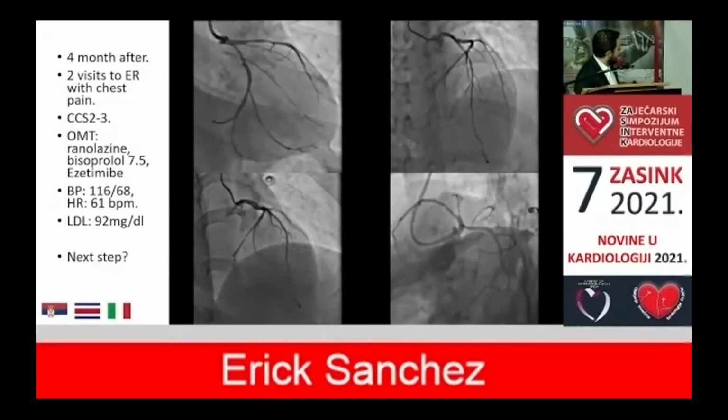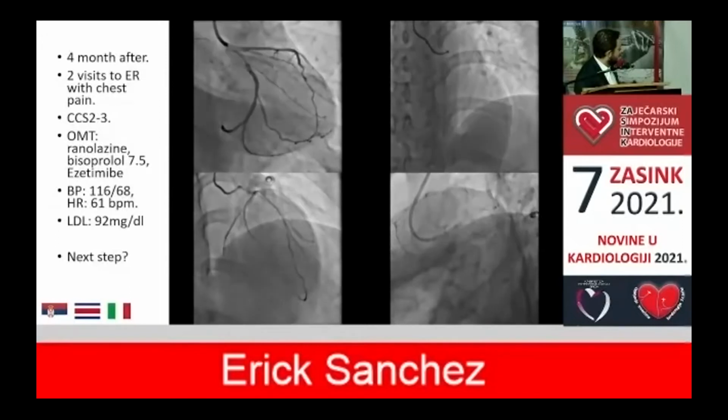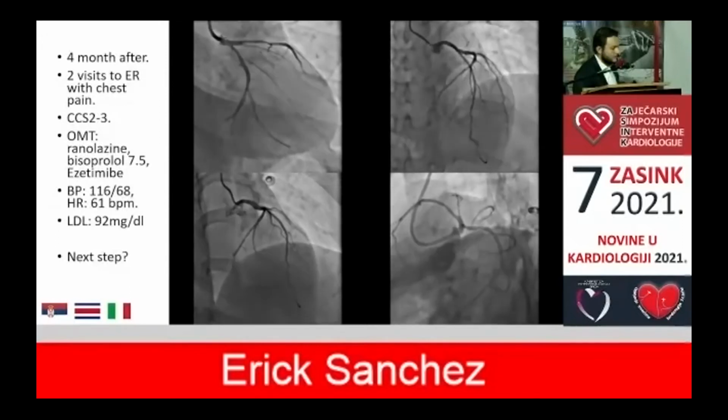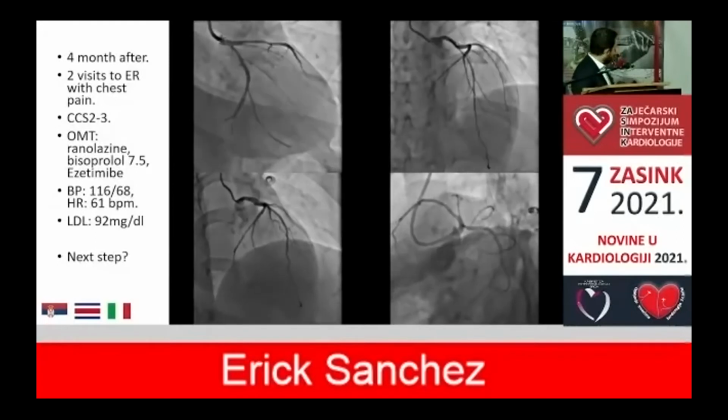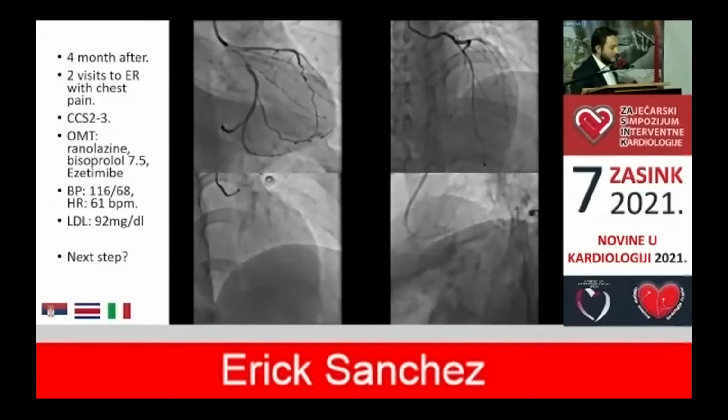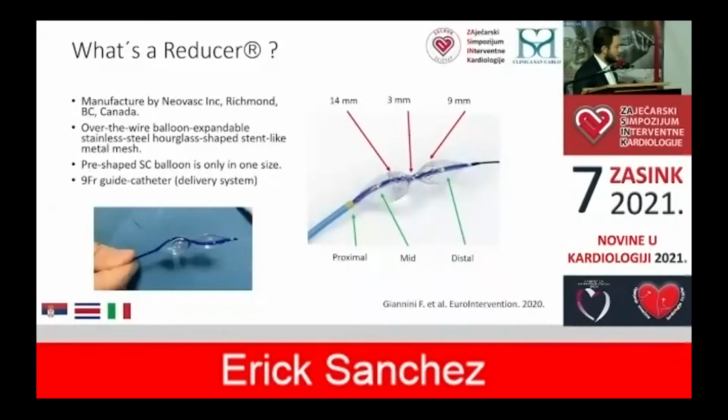You can see that the first diagonal is a little bit pinched, but it's a small artery. So what to do with these patients, right? That's a problem. So we're going to talk about what the reducer is.